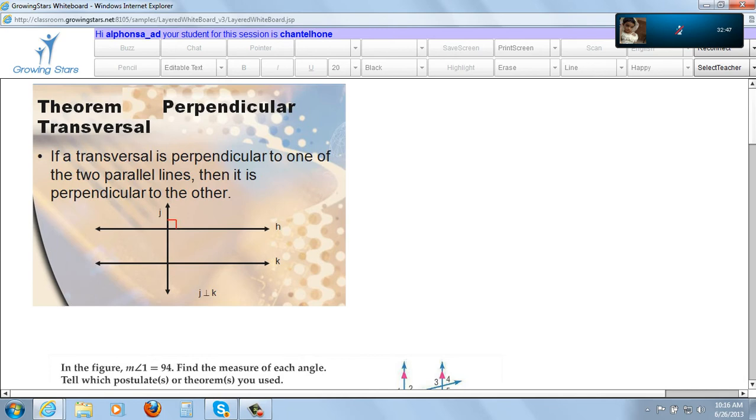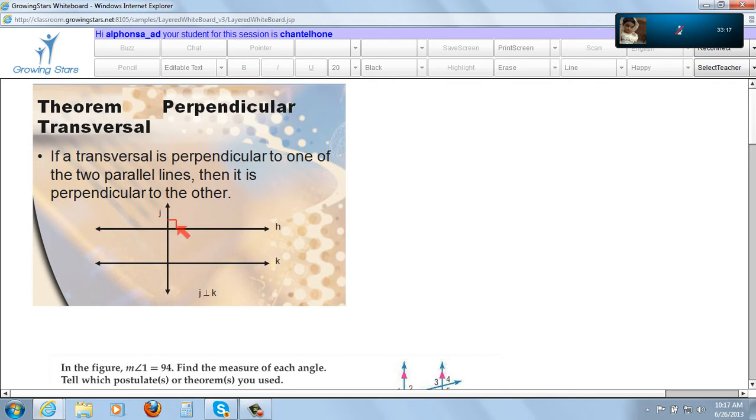Now, this is another theorem which is already in the same lesson. It's known as the perpendicular transversal theorem. Perpendicular means it makes a 90 degree angle. For example, if a transversal is perpendicular to one of the two parallel lines, then in the figure, this is one of the parallel lines and this is the transversal, and here it makes 90 degrees, correct?